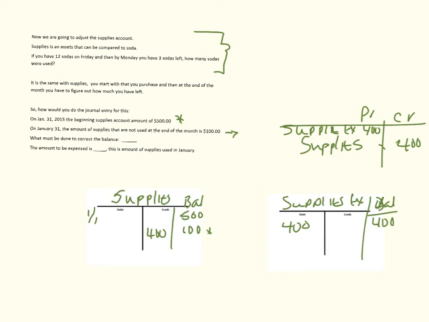Now I'm hoping a few of you noticed that there's a typo. And it is right here. It says on January 31st, you had 500. And then again on January 31st, you had 100. So please note, this is January 1st. I hope I didn't confuse anybody. It was done intentionally. I hope you caught it.